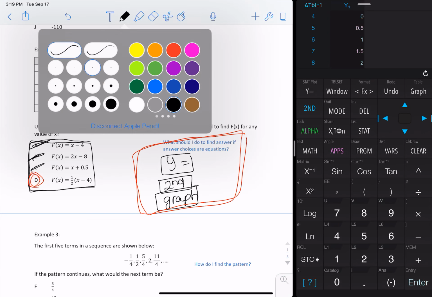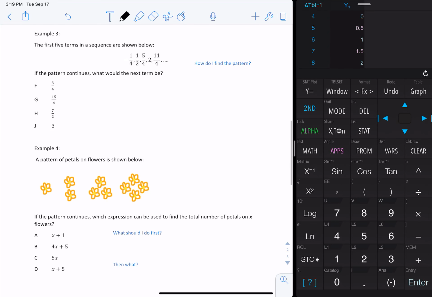All right, next question, example 3. Example 3 says the first 5 terms in a sequence are shown. If the pattern continues, what would the next term be? Now this one I can't use y equals in my calculator because I don't have an expression or an equation to type in. So all I can do is legitimately find the pattern. In order to find the pattern, you're always going to take the second number minus the first number, and that will give you your pattern.